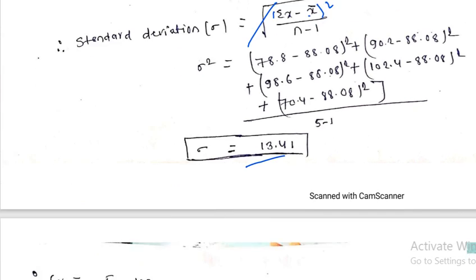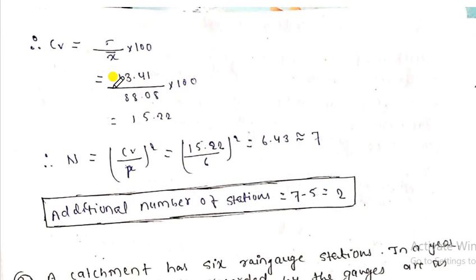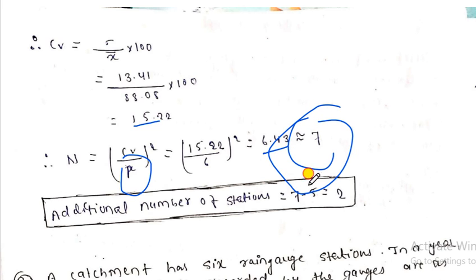So we will substitute all these values: sigma by x bar into 100. It comes to 15.22. So we substitute Cv, that is 15.22, and here P is nothing but the error, right? The error is given as 6%. So 15.22 by 6, whole square, gives 6.43. Ultimately we round up to the value 7. Previously we had already used 5. So the number of additional stations required is 2. We have to add 2 additional stations.